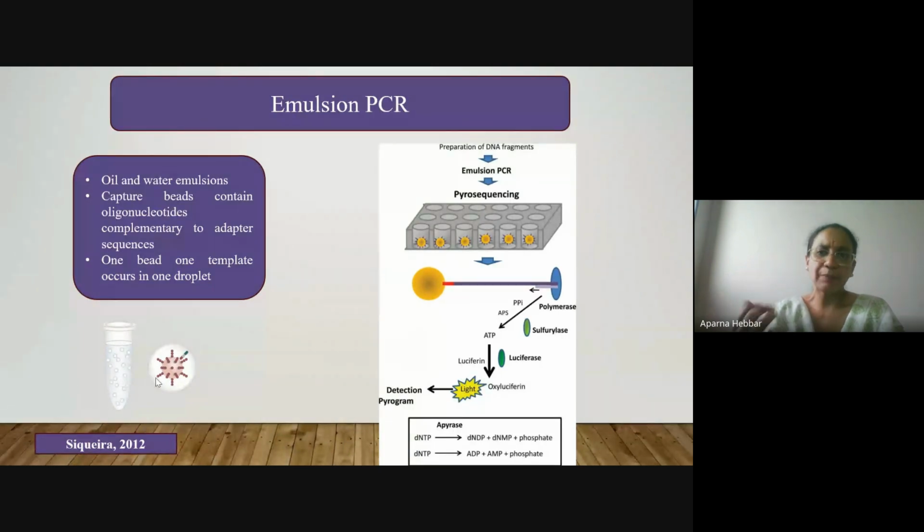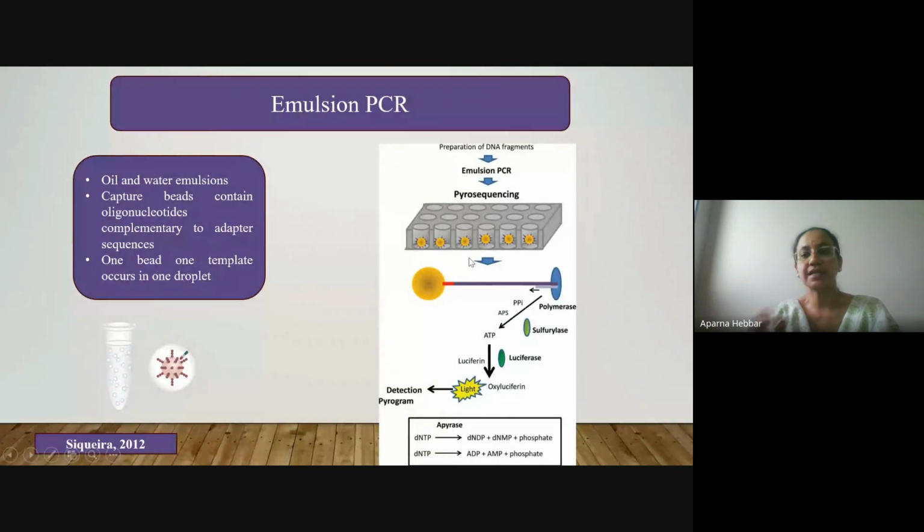And for pyrosequencing, all these amplified fragments, that is double-stranded DNA, will be separated into single strands, and each bead has many single-stranded fragments. Then they will be allowed to undergo pyrosequencing. This pyrosequencing takes place in a picotiter plate, and each of its wells is called a picotiter well. One droplet or one bead is suspended in one well, so that is taken care of here.